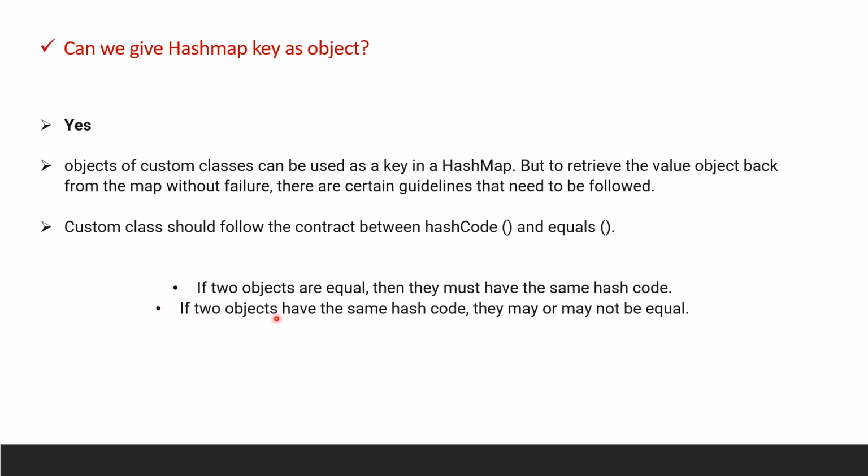And if two objects have the same hash code, they may or may not be equal. So it is not vice versa. If the objects are equal, they must have the same hash code. But if two objects have the same hash code, then they might or might not be equal. So that does not guarantee. So this is one more tricky question in the Java collections.